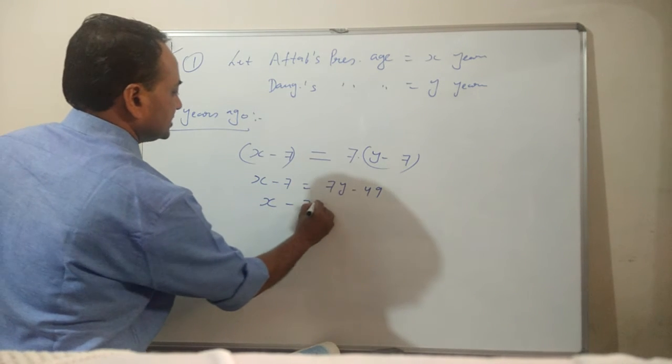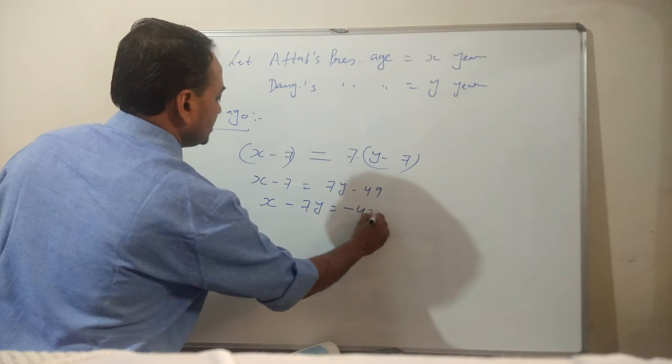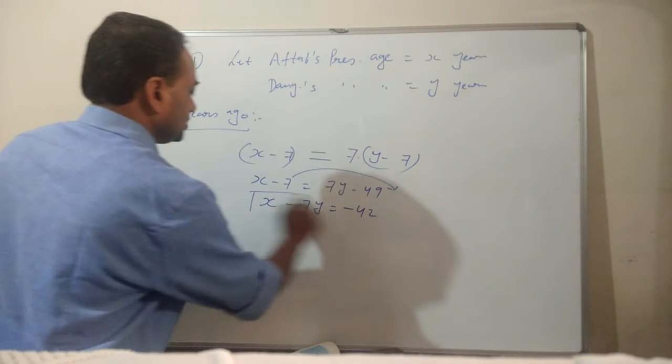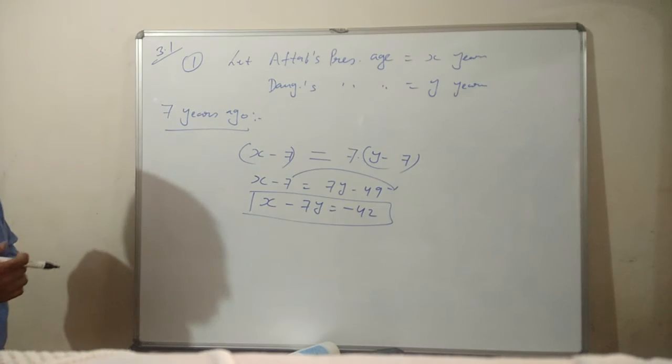So it is x minus 7y equal to minus 42. This minus 7 will transfer. Minus 49 plus 7 is minus 42. So this becomes the first equation with the first condition.